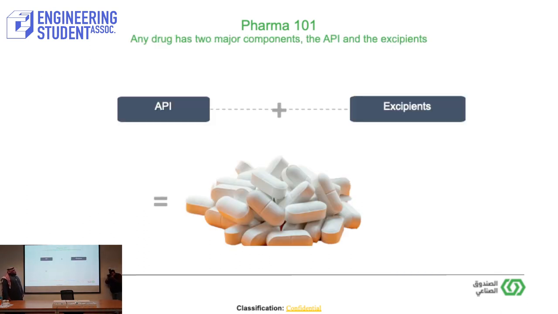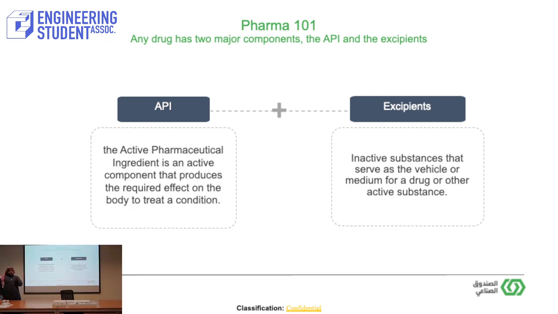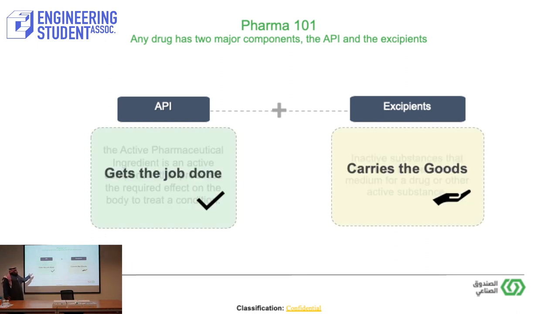So when we discuss a drug, what are its components? One is the API and the other is the excipients. API stands for the active pharmaceutical ingredient, and it's the component that produces the required effect and is used to treat the body. The excipients are the inactive substances that serve as the vehicle or medium for a drug or other active substances. So in basic terms, the API gets the job done, the excipients carry the goods.